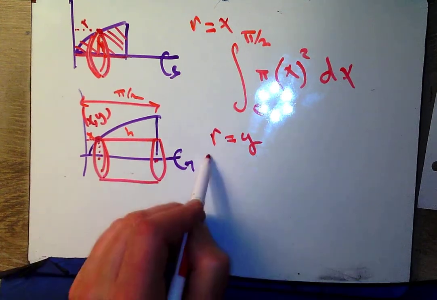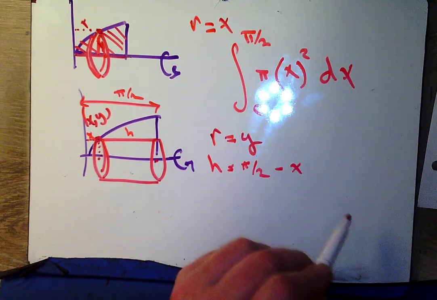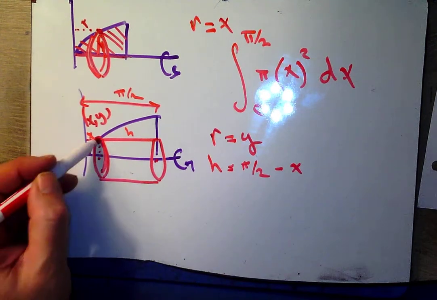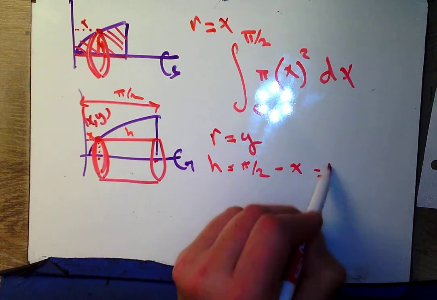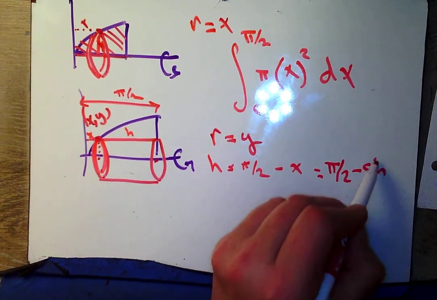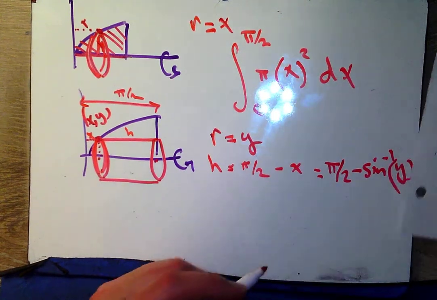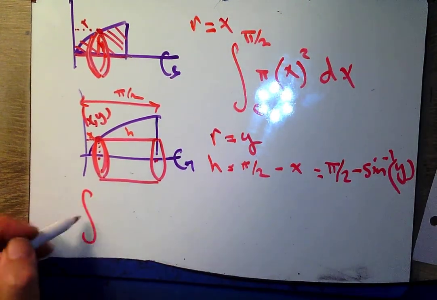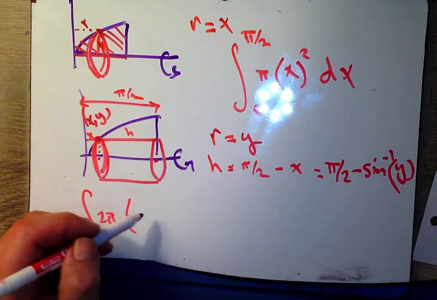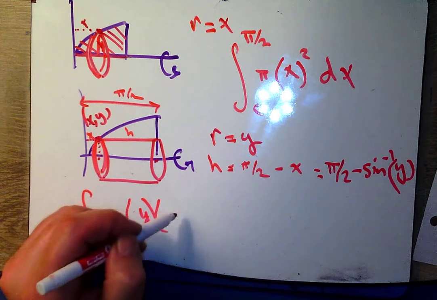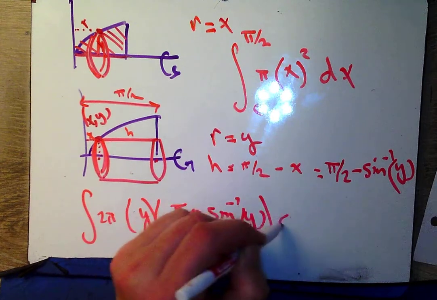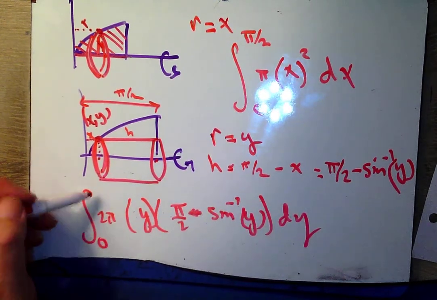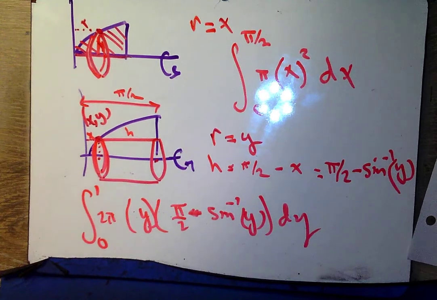So my height is going to be pi over 2 minus x. But it's a dy thickness. That's a vertical thickness, and so we need to get rid of this x and replace that x with what x is equal to. And we know that's sine inverse of y. So my integral here, 2 pi y times pi over 2 minus sine inverse of y dy. And since I'm doing y's, I'm going 0 to 1. Okay? All right, that's 4.